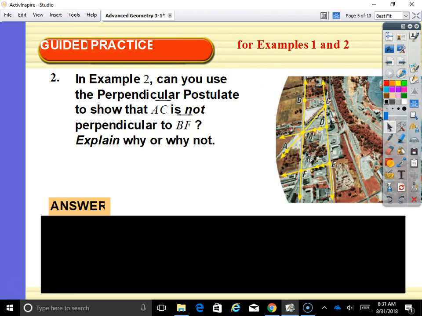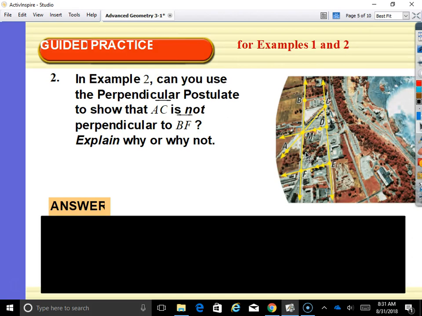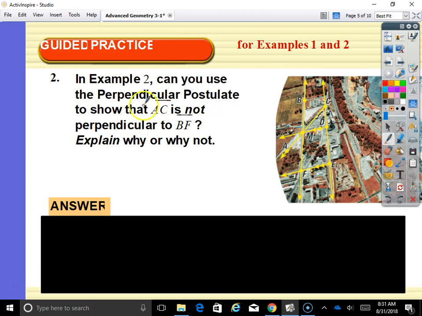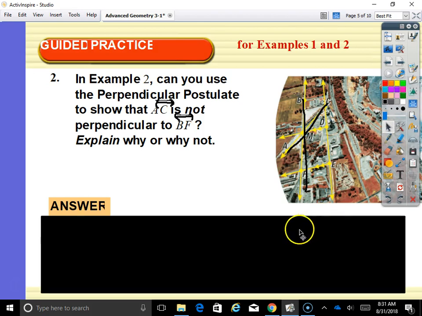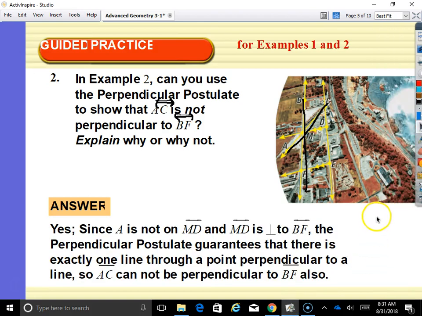In example 2, you can use the perpendicular postulate to show that line AC, I know these arrows are not really drawn well, line AC is not perpendicular to line BF. So use the perpendicular postulate to show that AC is not perpendicular to BF. Well, line MD is perpendicular to BF through point M, therefore any other line through the same point cannot be perpendicular, right?